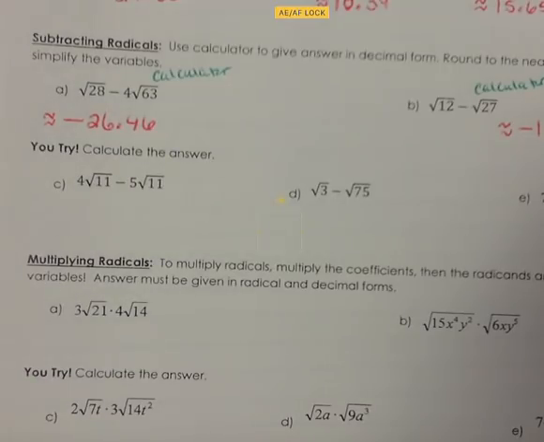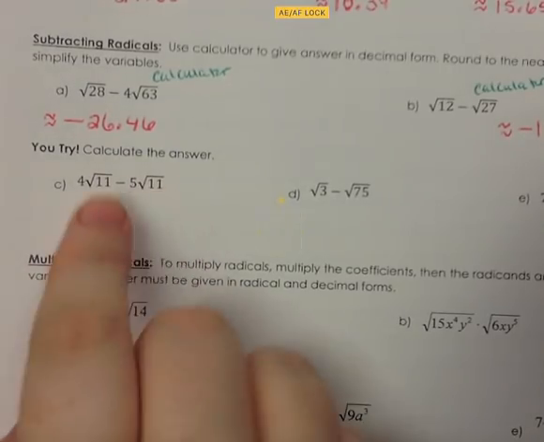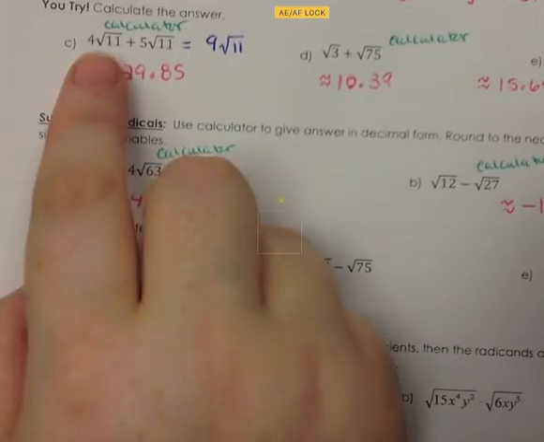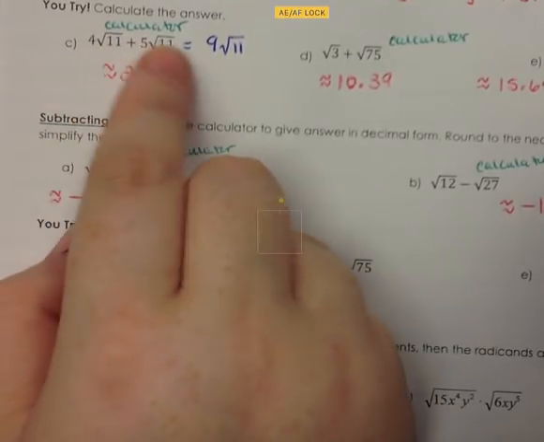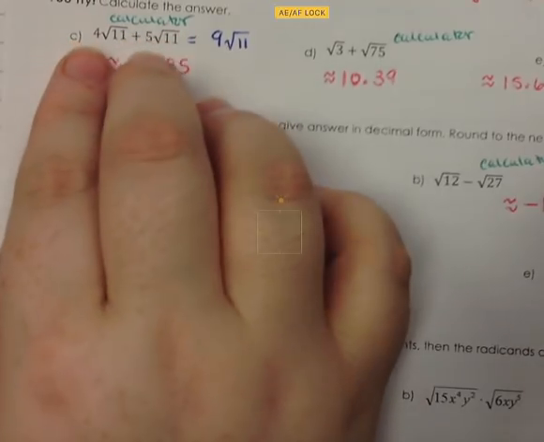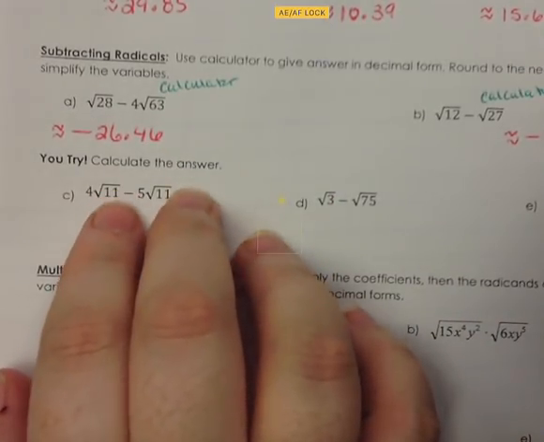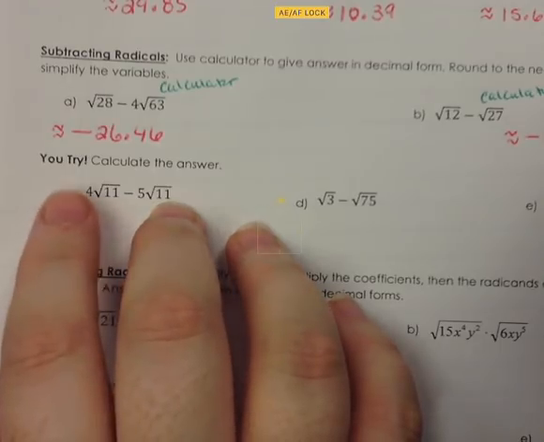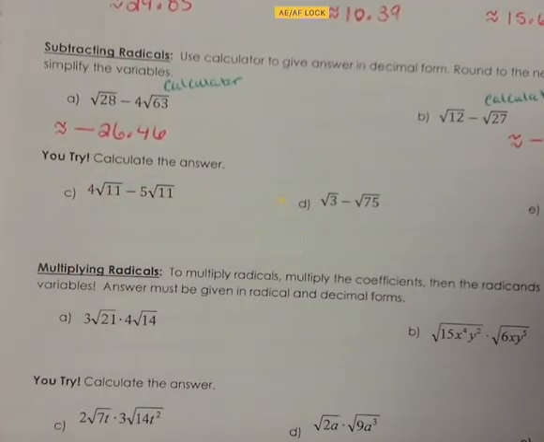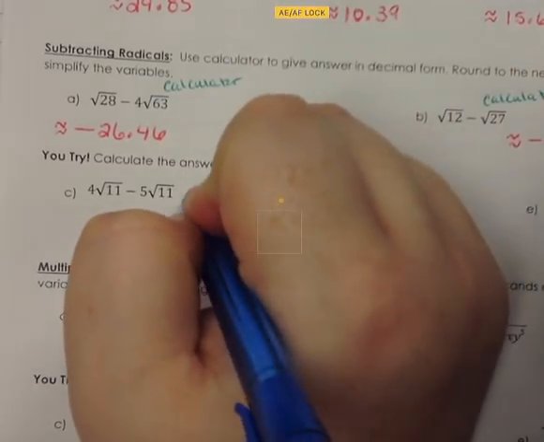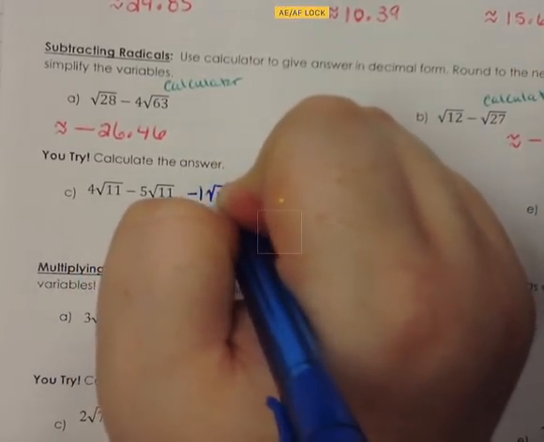On the next one, again, you have 4 square root of 11 minus 5 square root of 11. Now, as I said earlier, since they have the same exact radicand, you can actually do something with the coefficients. Since these have the exact same radicands, we can actually do 4 minus 5 for the coefficients. And this is actually technically negative 1 square root of 11.